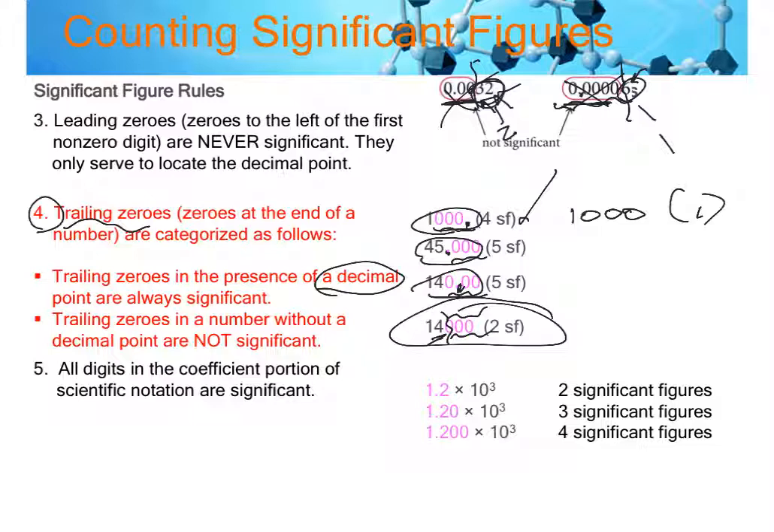And then finally, if you have scientific notation, it's kind of nice because all of the digits in the coefficient of scientific notation are significant. Now, of course, the exponent has nothing to do with precision of a measurement, so don't consider anything to do with the exponent when you're counting sig figs.